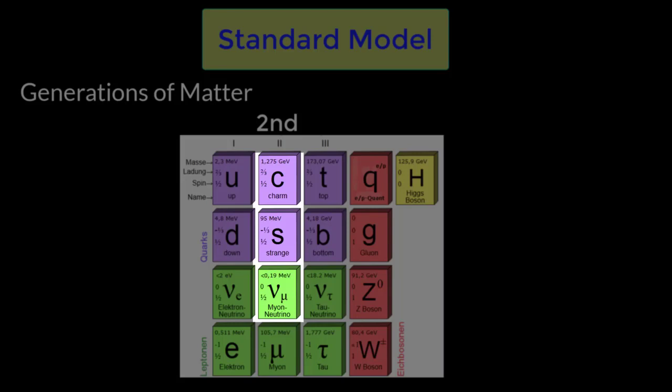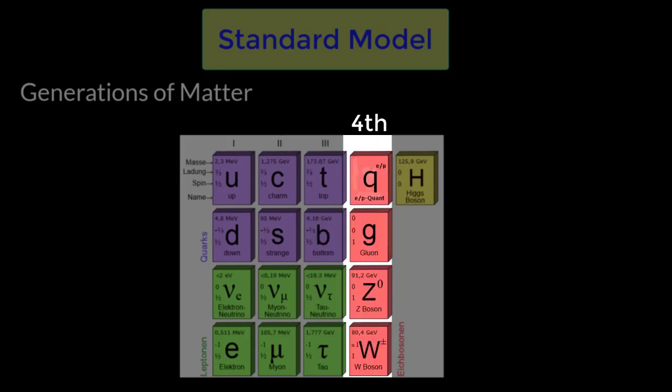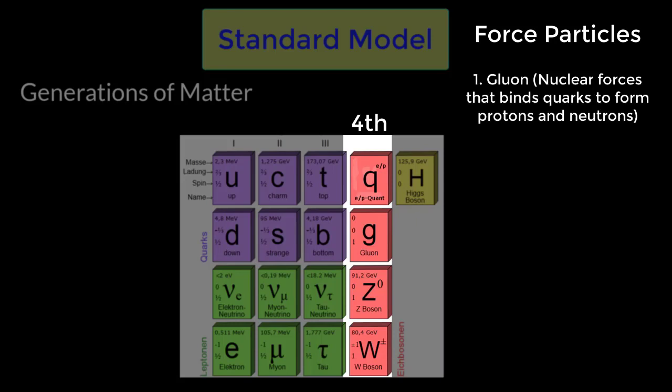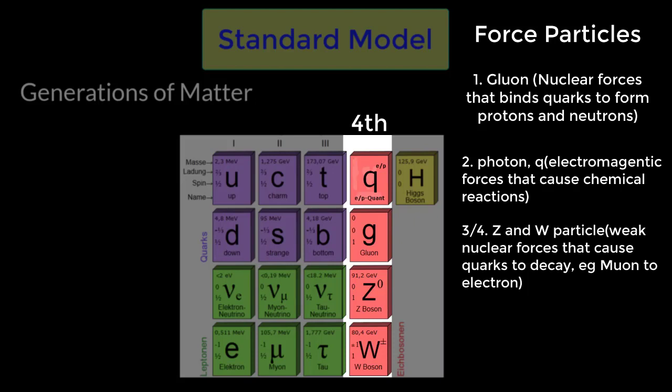Now in the third generation of matter are the heavier and more massive particles. These are top, bottom, tau and tau neutrino. These are unstable too. Now the fourth in the Standard Model is the force particles. The forces responsible for interaction of matter. These are gluon, the nuclear force that binds quarks, photon, the electromagnetic force that causes chemical reactions, and Z and W particles, which are the weak nuclear force that causes particles to decay, like muon turning into electron.